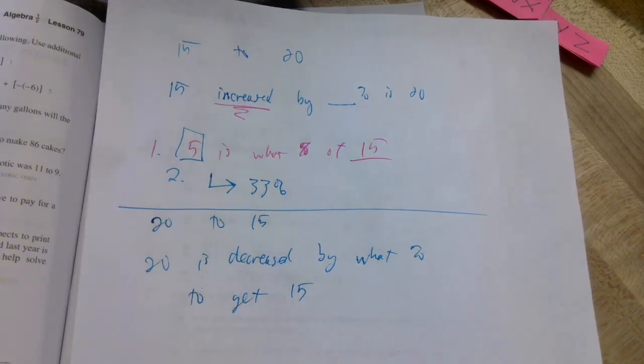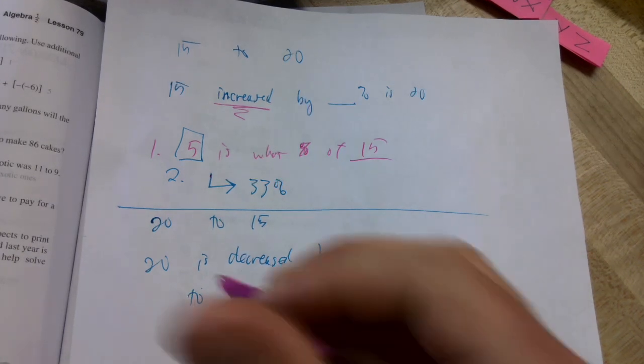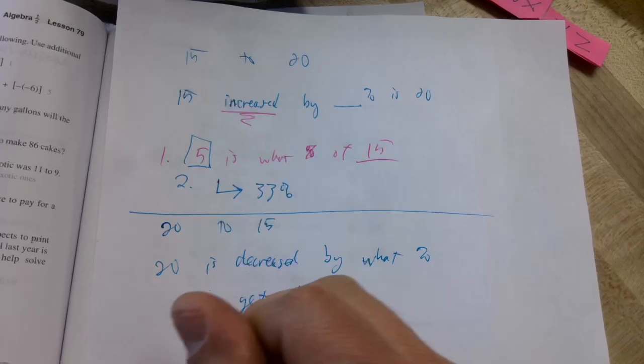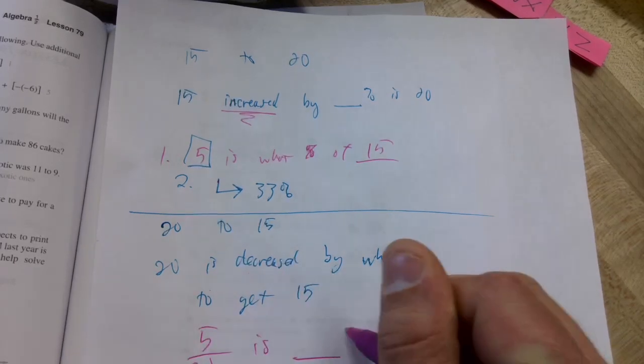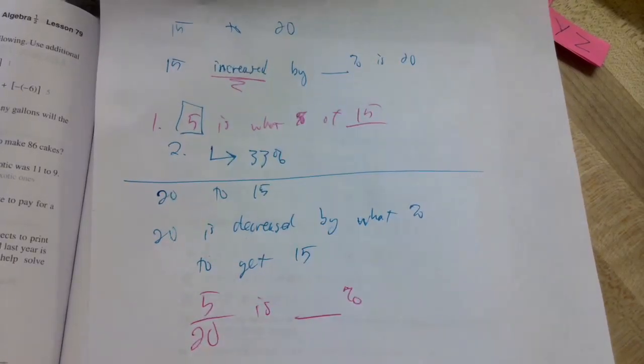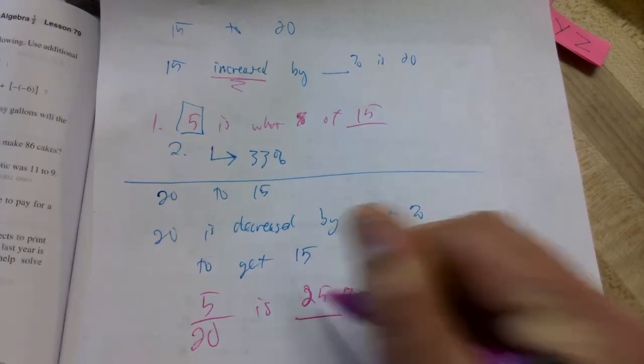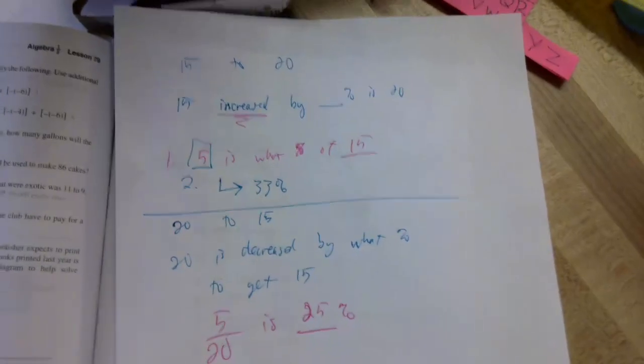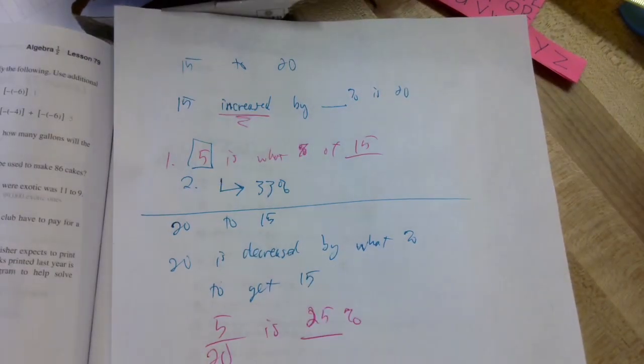Well, first off, how far is it from 20 to 15? It's still 5, but now 5 out of 20 is what percent? 25.